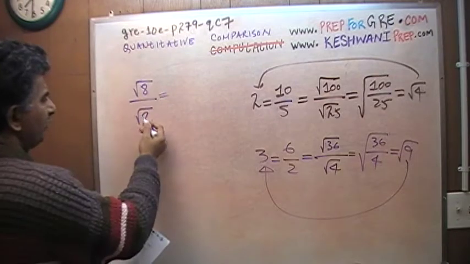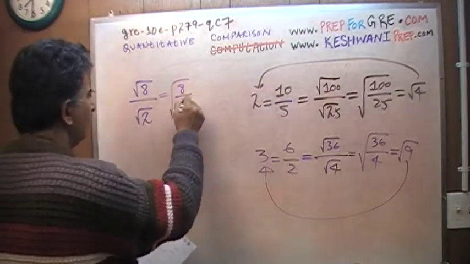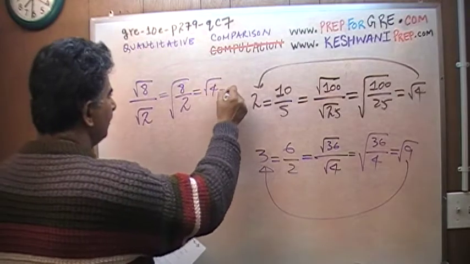The square root of 8 over square root of 2 is the same as the square root of 8 over 2, which of course is square root of 4, which equals 2.